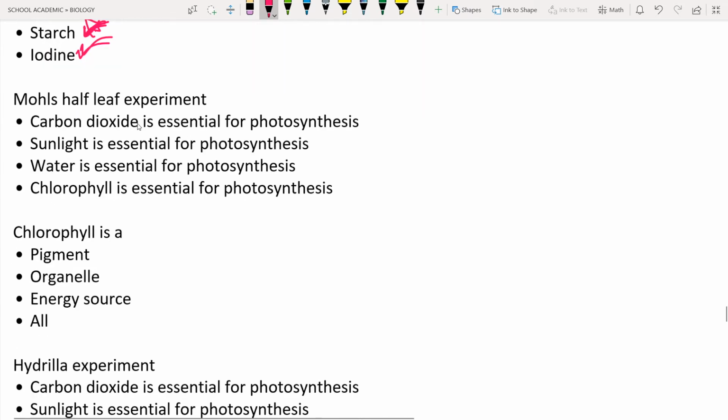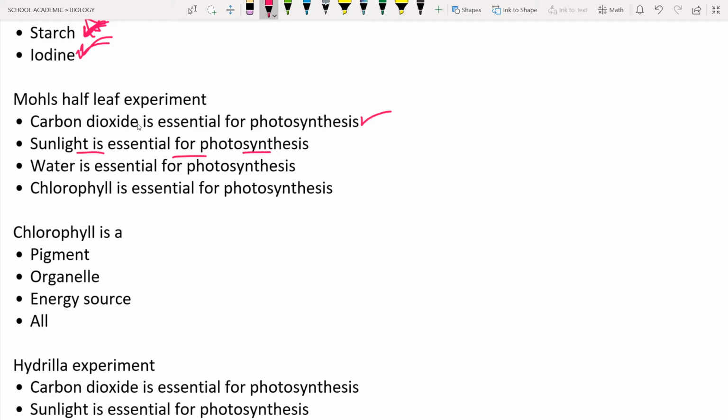So next is the Moll's half-leaf experiment. It is indicating that carbohydrate is essential for photosynthesis. Yes, it is correct up to some extent. We have to go through the other options, whether they are also satisfying the question or not. We have to see that. So sunlight is essential for photosynthesis.